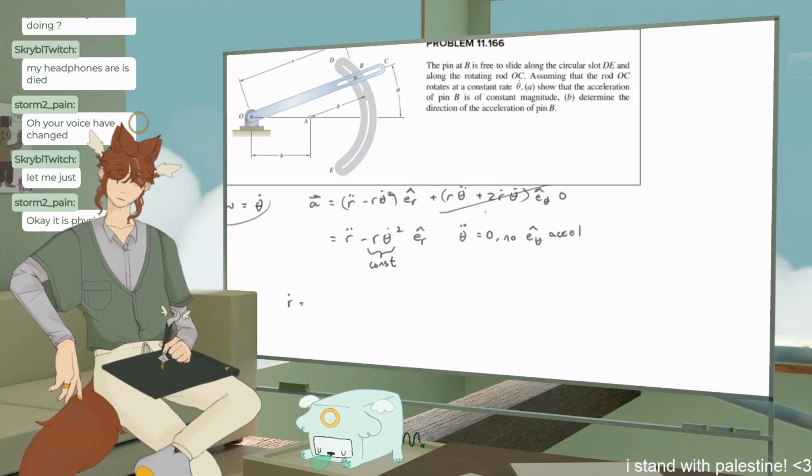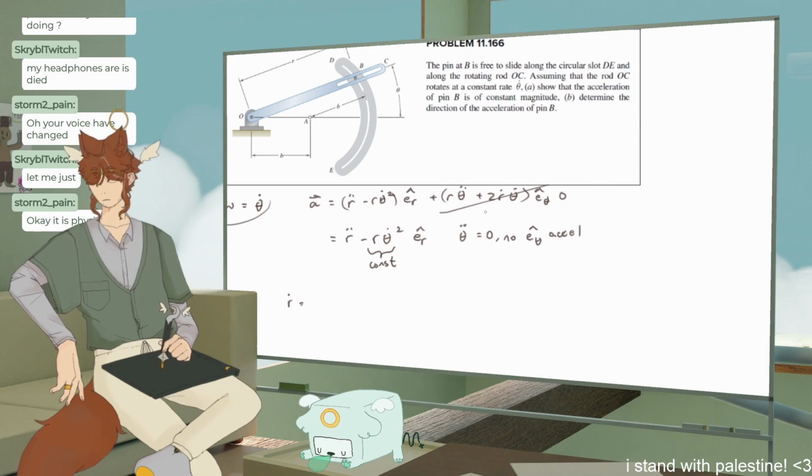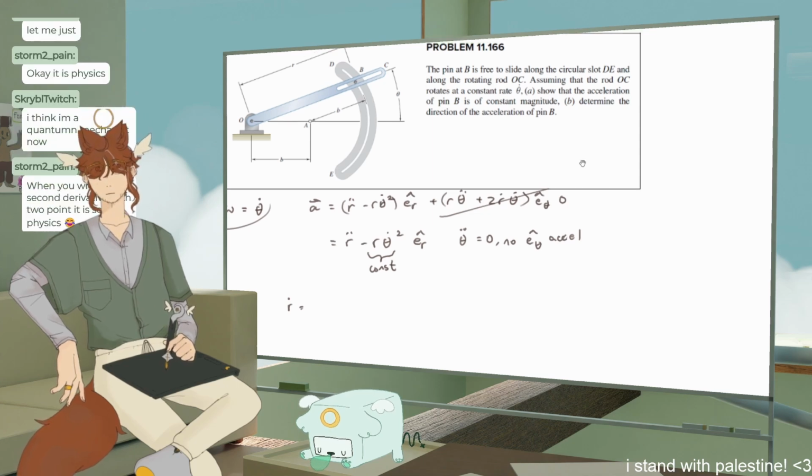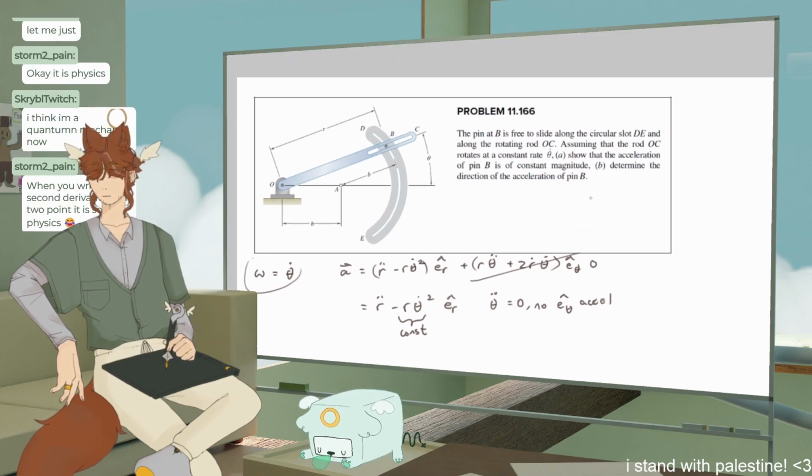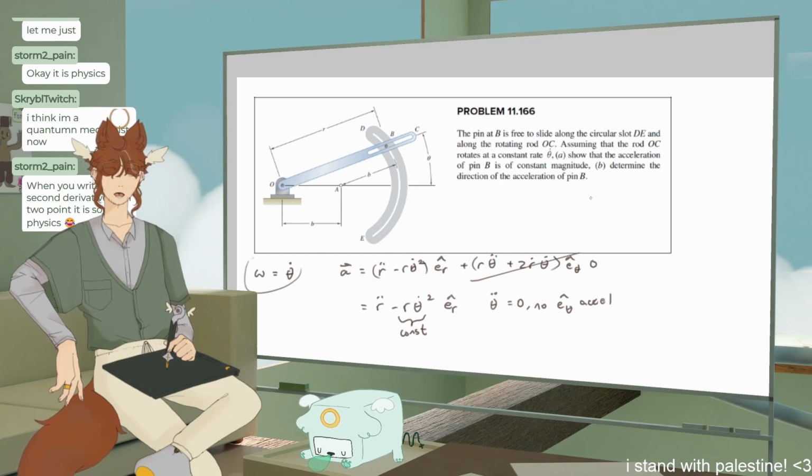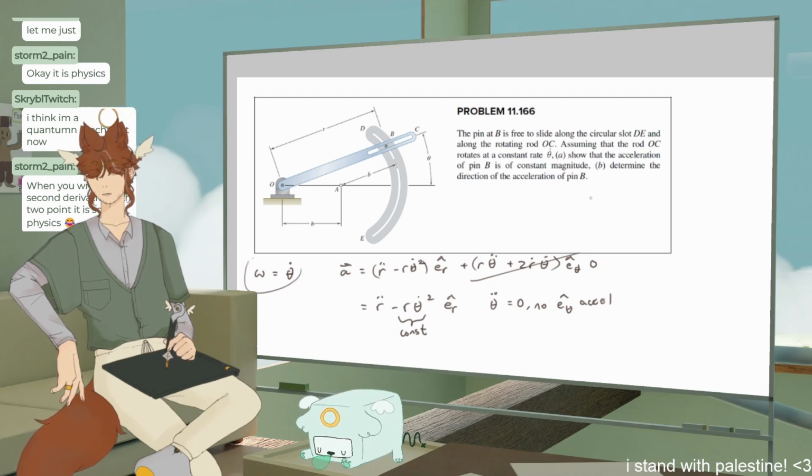Okay, let's see. So the pin at B is free to slide around the circular rod, circular slot DE. We're just gonna do a little review. When you write the second derivative with 2 points, it is some physics. Okay, I wish that we didn't do this because I like prime better. That's just me though. Not that it really matters because we don't actually do that many functions.